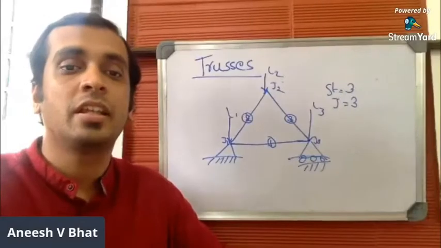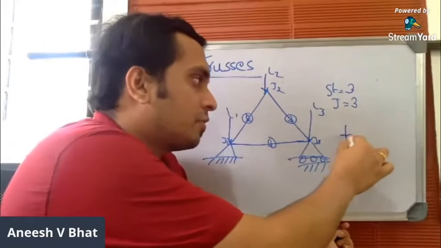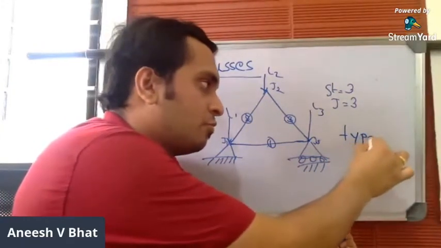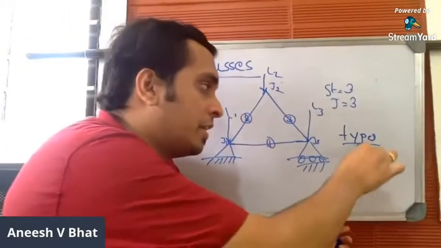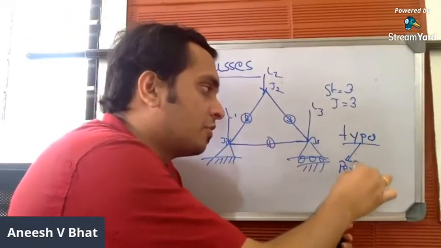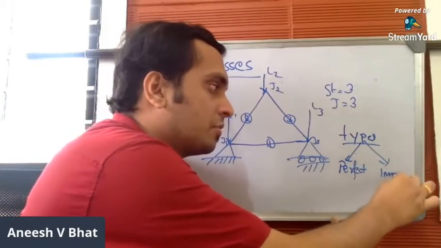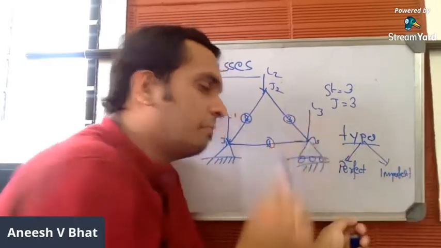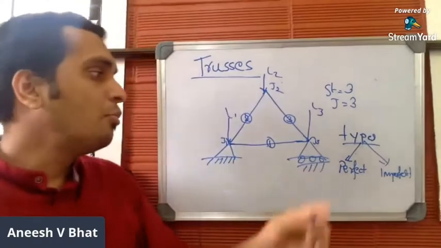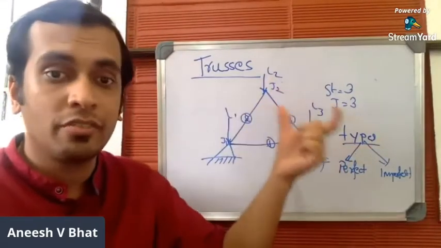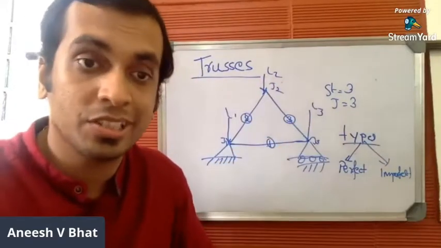Now, there are two major types which come under trusses. The first type is perfect truss, and the second type is imperfect truss. These are the two major types. Now, how to check the perfectness of a truss? How to check whether the given truss is a perfect truss or an imperfect truss is the question now.